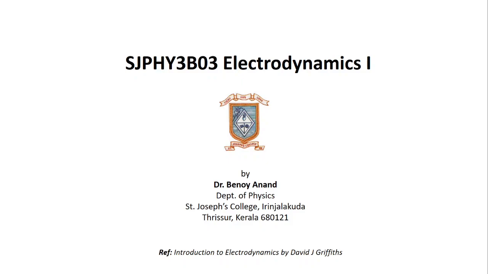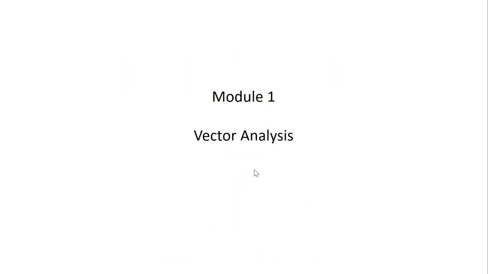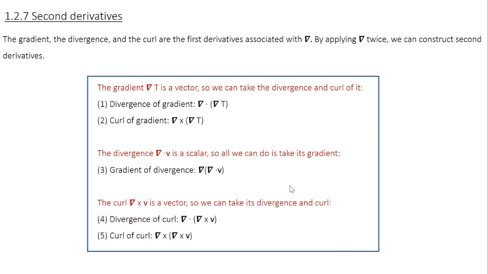SJPHY3BO3 Electrodynamics 1. The contents of this course is taken from Introduction to Electrodynamics by David J. Griffiths. Today's class we will continue to discuss topics from Chapter 1 Vector Analysis. In the last class we have seen vector differential operations, mainly gradient, divergence and curl. And if you recollect, these are the first derivatives associated with the del operator. Now, by applying del twice, we can construct second derivatives.